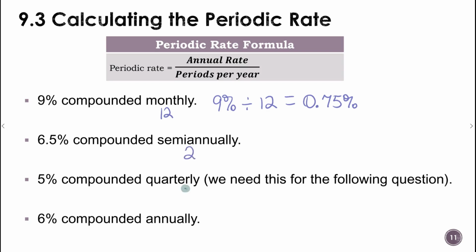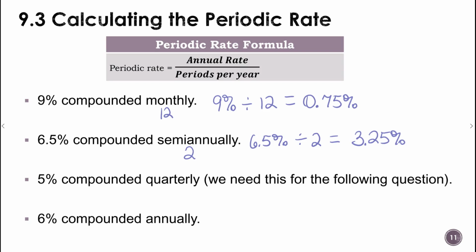Semi-annually is 2 times per year, so 6.5% divided by 2. So that would be 3.25%, and that's every 6 months, right? So it's twice a year that it's compounded when it's semi-annual.